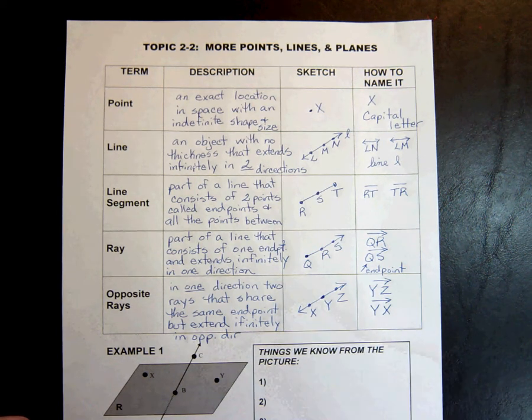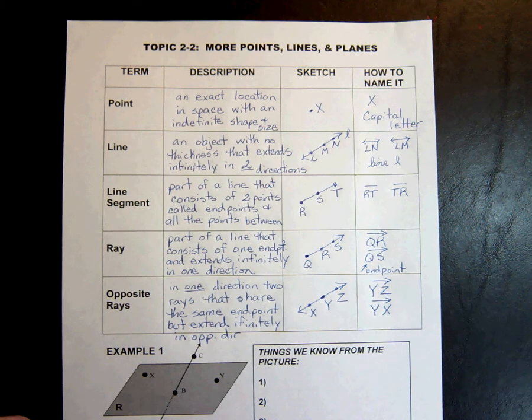Okay, let's look at an example. Here's a plane. The plane is plane R. Could be named that way. So the things that we know from the picture: we can talk about things that intersect, things that are coplanar, collinear. So let's take a look at that.